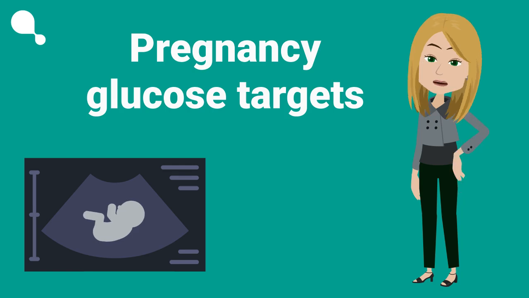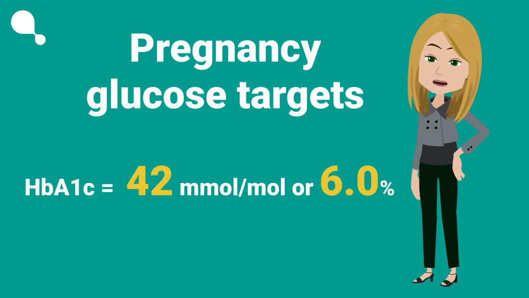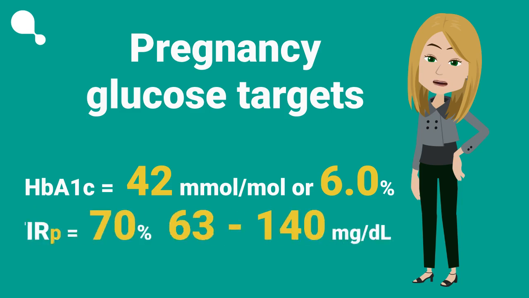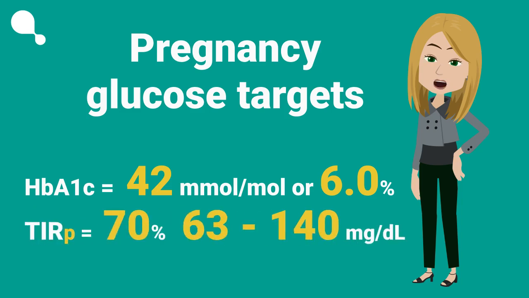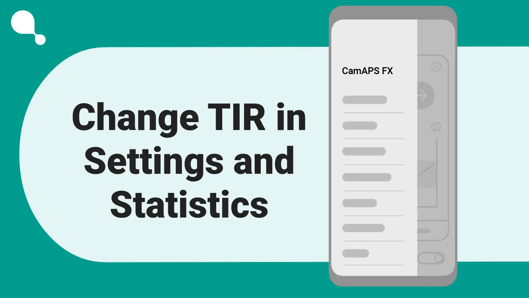When pregnant, the glucose targets are tightened to reduce the risk of possible pregnancy complications. The sooner these targets are met, the better, but everyone is different and your diabetes team will help guide which targets are best for you to aim for. Ideally, the HbA1c target is 42 millimoles per mole or 6%, and the time in range target is adapted to spend more than 70% of time between 63 to 140 milligrams per deciliter. You can change your time in range target by opening the settings menu and going to statistics.